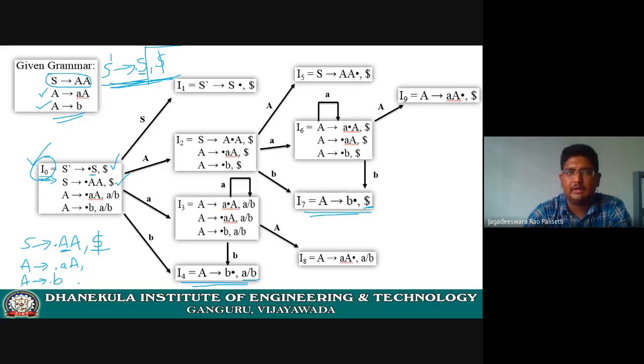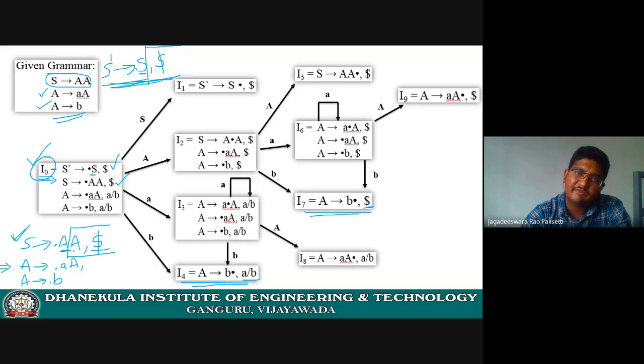Now I have to look at the lookahead symbol for this particular production rule. Again, the process is the same. Why did we add this particular production rule? Because of this particular production rule. So go for it. After the first capital A, what do we have? A capital A, comma, dollar.